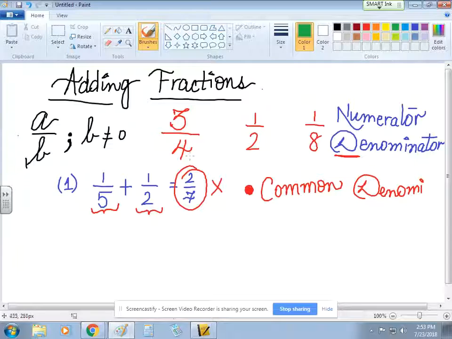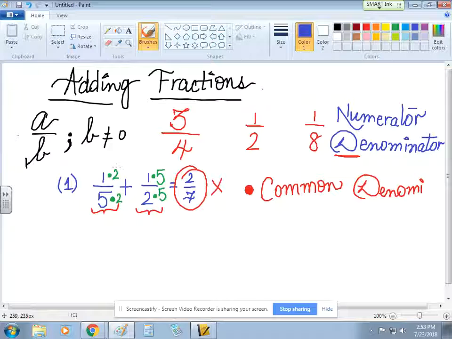So what we do here, students, is we multiply this number by 2. Whatever we do at the bottom, we do at the top so that we don't change the fraction altogether. Here we multiply this number by 5 because the other fraction's denominator was 5. Here the other fraction's denominator was 2. And we multiply the top also by 5 just so we are not changing the fraction altogether.